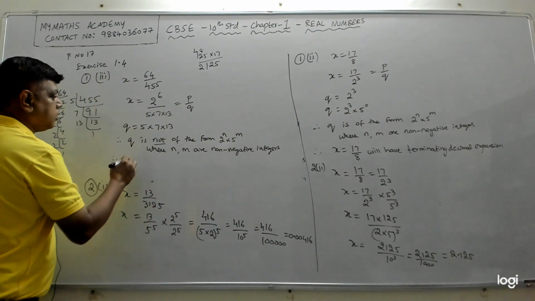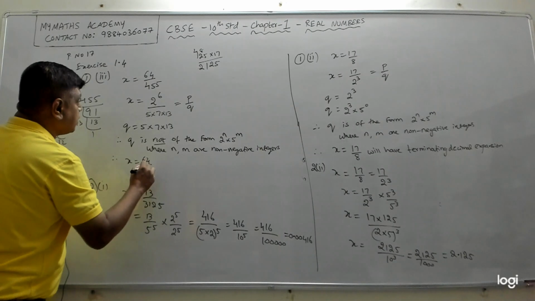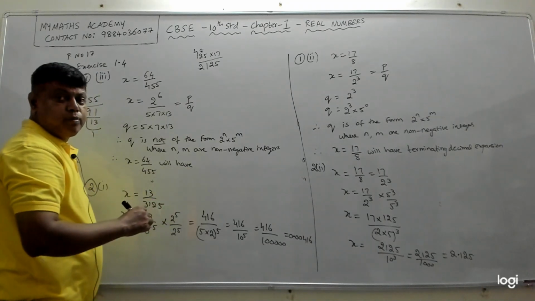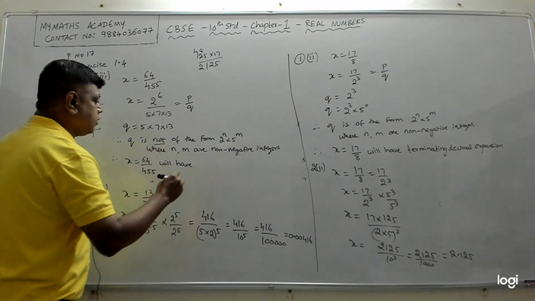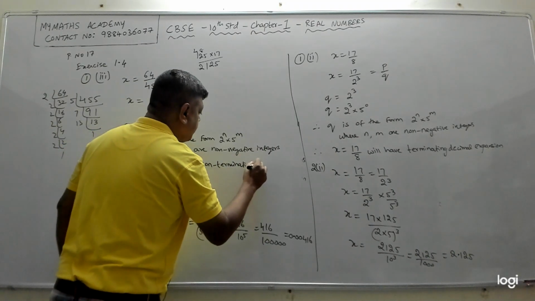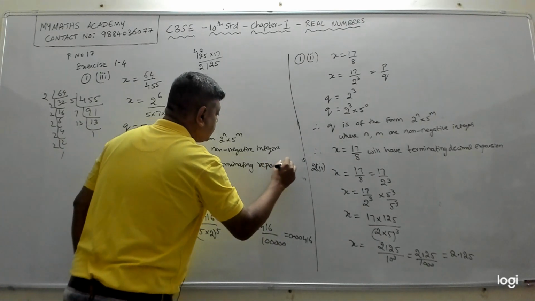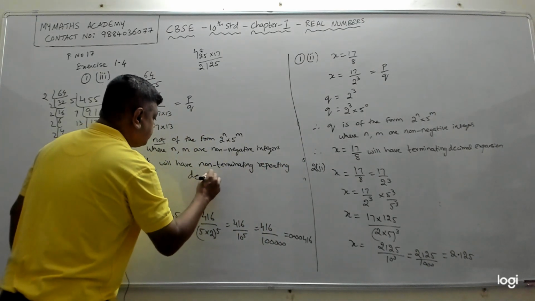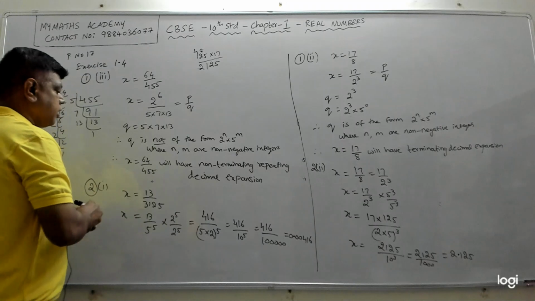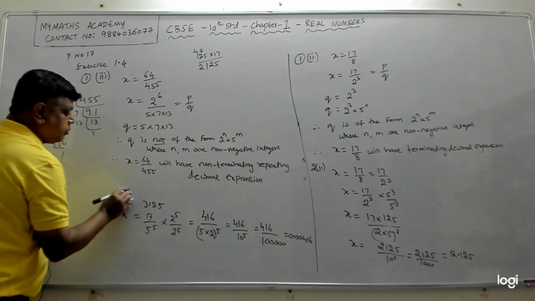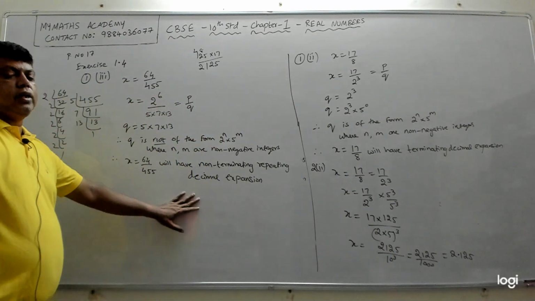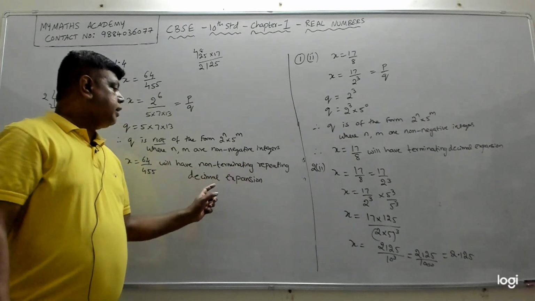1.7, therefore we can say x is equal to 64 by 455 will have what kind of decimal expansion? Non-terminating but repeating. Non-terminating and repeating decimal expansion. Clear? So it will have a non-terminating repeating decimal expansion.